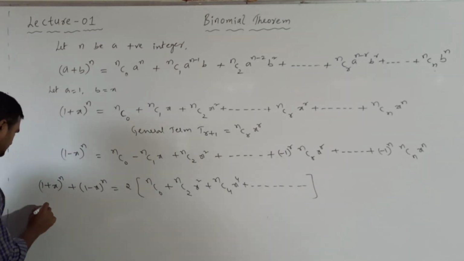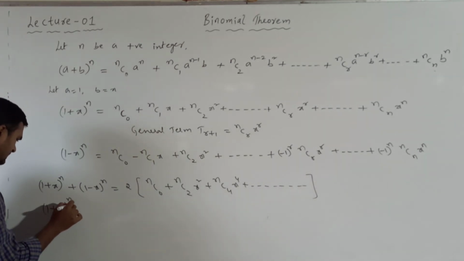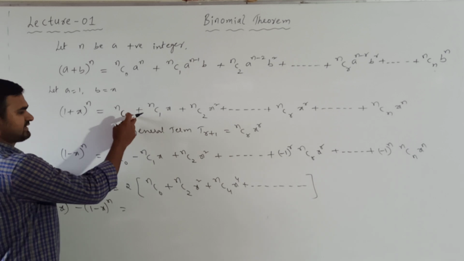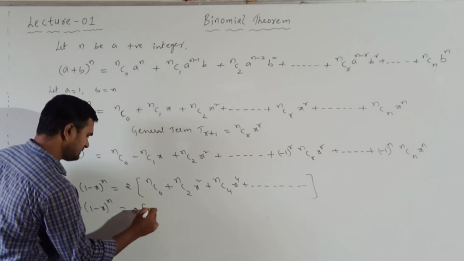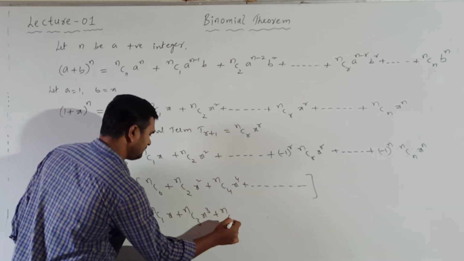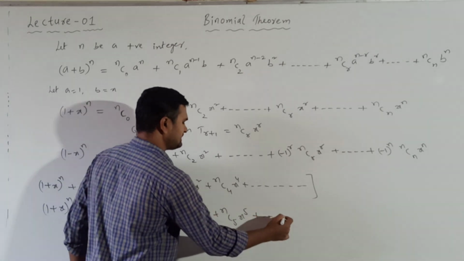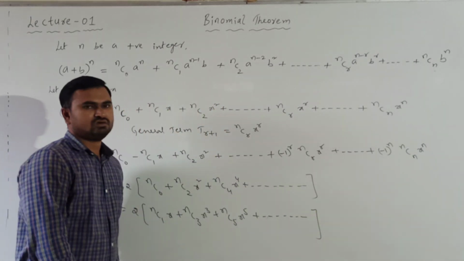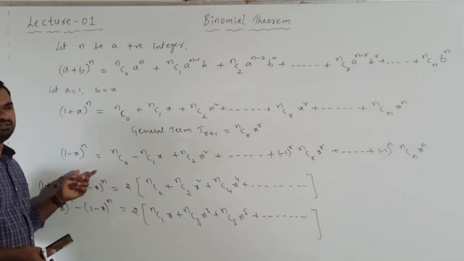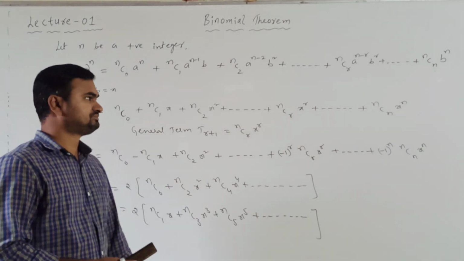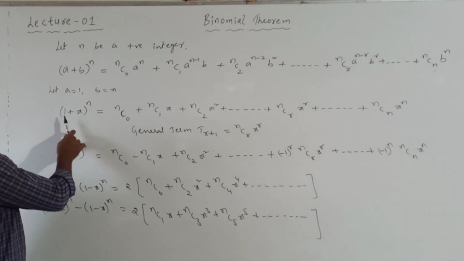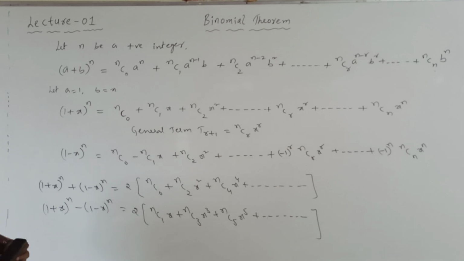If I subtract these two, 1 plus x whole power n minus 1 minus x whole power n, subtracting these two, we get again 2 times of nC1 into x, nC3 into x cube, nC5 into x power 5 and so on. So these are the expanded forms for 1 plus x whole power n, 1 minus x whole power n, adding them and then subtracting. Right? Now one more derivation we do using the expansion 1 plus x whole power n. Okay, let us see one more derivation.